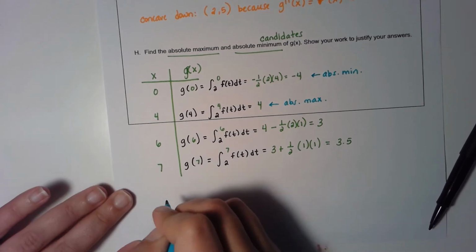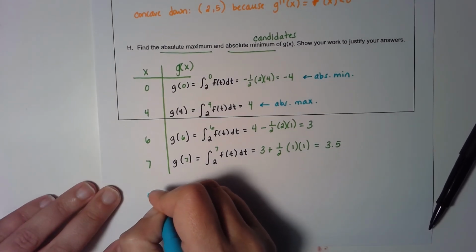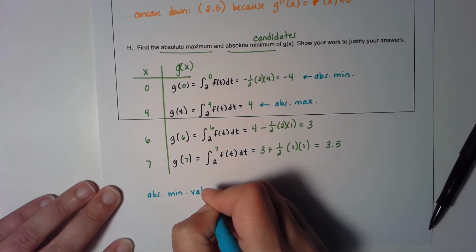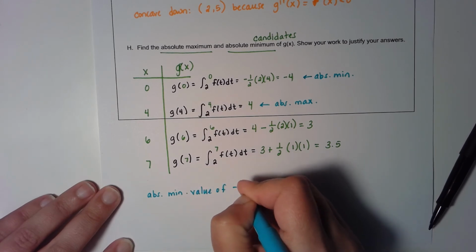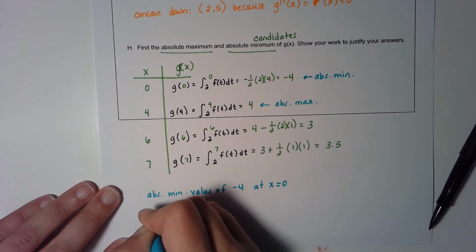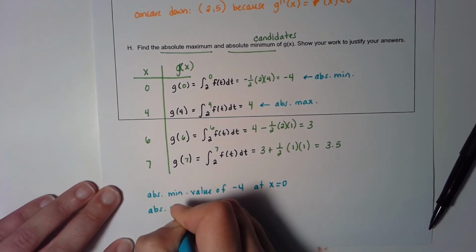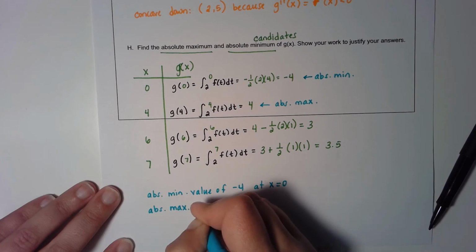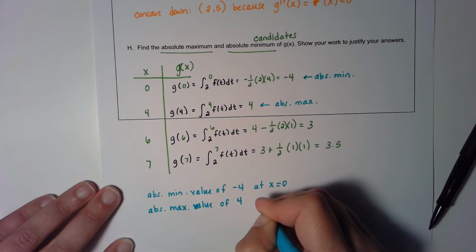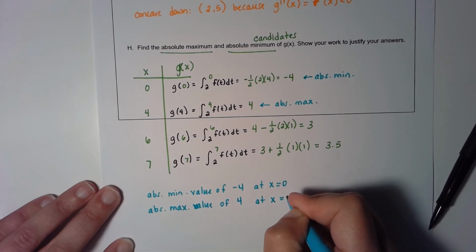So I'm going to say that there's an absolute min value of negative 4 at x equals 0, and there is an absolute maximum value of positive 4 at x equals 4.